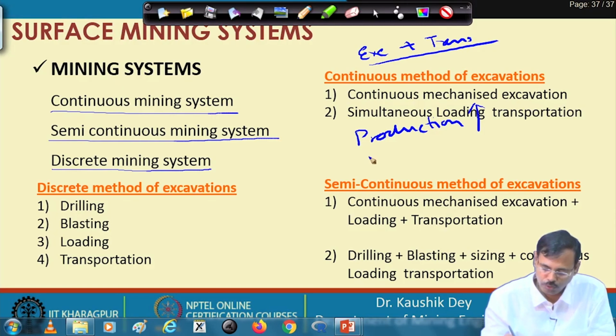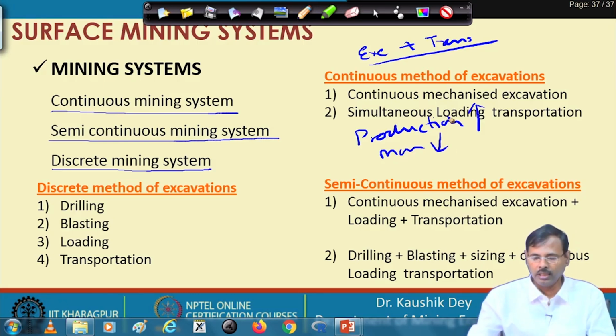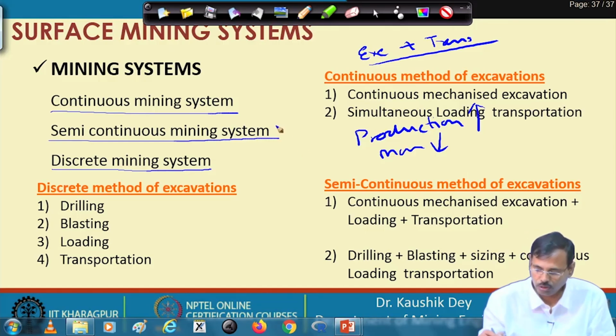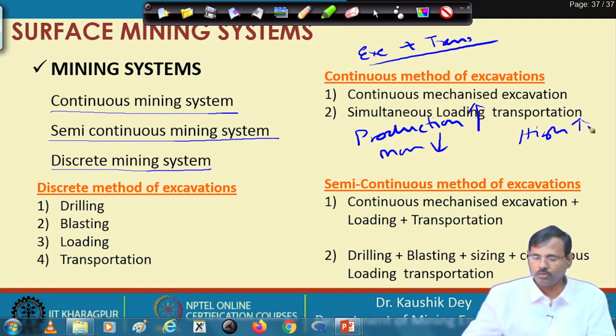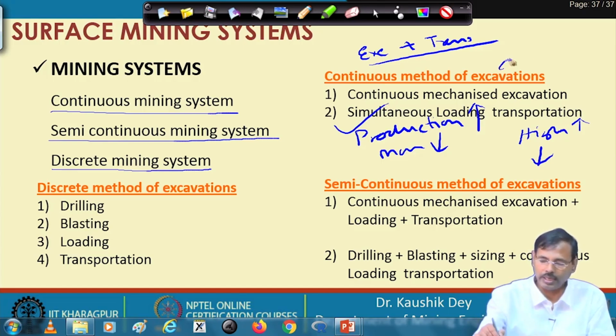and your productivity is also very high, because your manpower requirement is less. So, this continuous mining system is always very productive, but it also demands a very high investment as the capital cost. So, initial capital requirement is high, but the operating cost is less. So, production rate is high, and that is why it is giving the maximum profit.